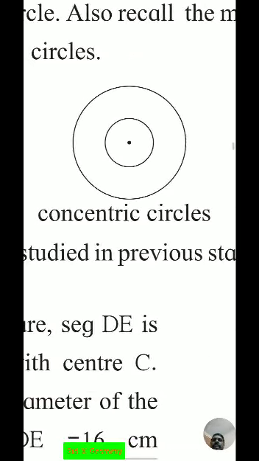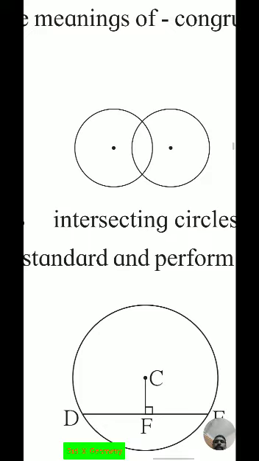In the second diagram, we can see that these are concentric circles. That means both the circles have one center. So that's why these are called concentric circles.